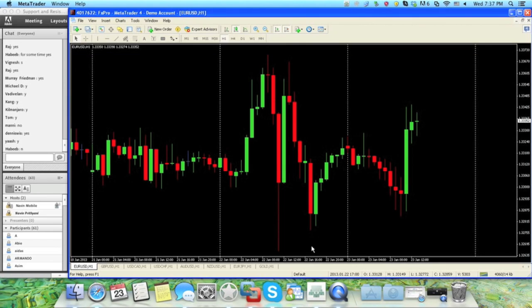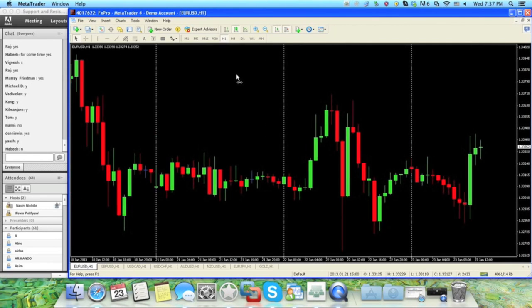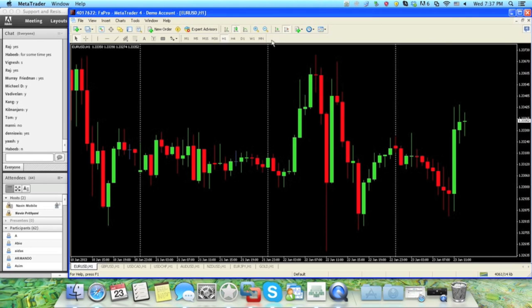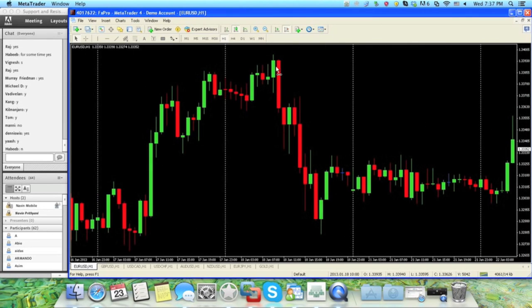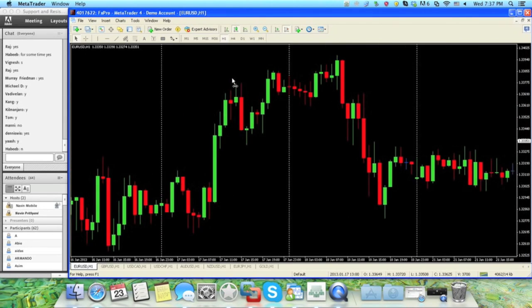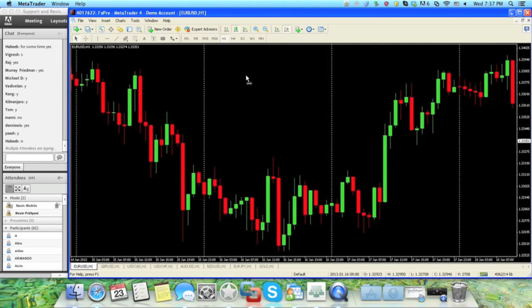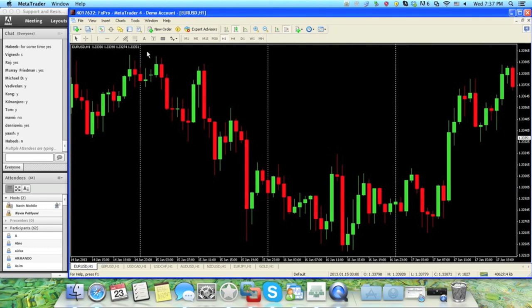Now that being said, let's take a look at the next things. Now, how do you know if a support and resistance is strong or not? Check the past data, multiple touches. Yes, multiple tests.